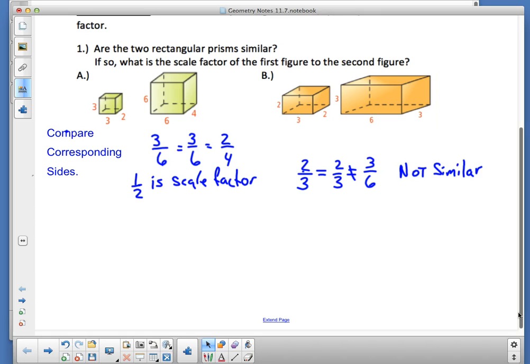Now remember, I'm comparing all the corresponding sides combinations as I do this. Okay, it's not just one. Well, okay, one works, it's done. No, you can't make that determination until you compare all of them. So make sure you're getting that done. Okay, are there any questions at this point for problem 1A or B?